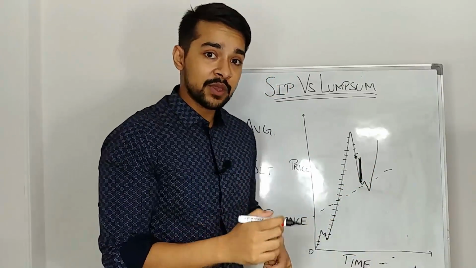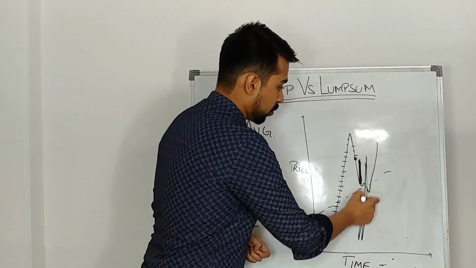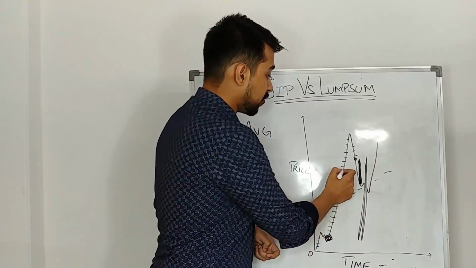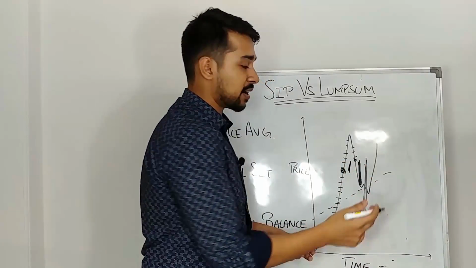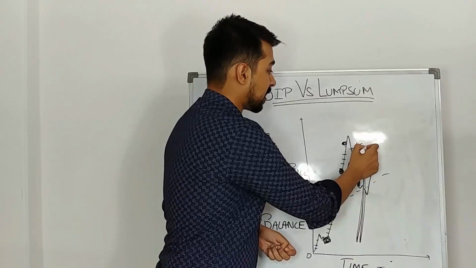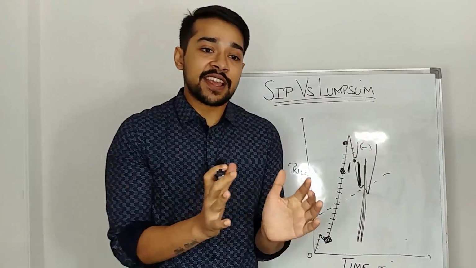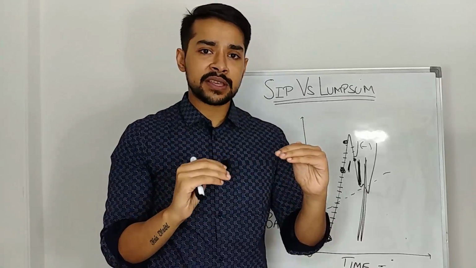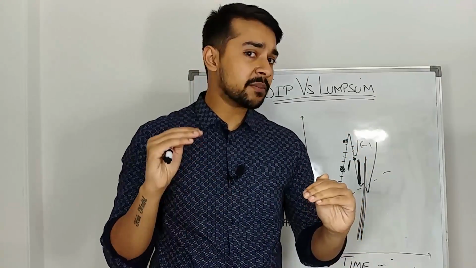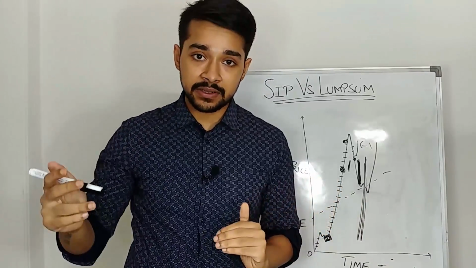Now in lump sum, what if you invest here? Your profits are more than double. Or what if you invest here? Your profits are comparatively half. Or what if you invest here and your profits are negative? So this is the difference between SIP and lump sum. SIP gives low risk and low returns. Lump sum investing gives high risk and even higher returns.